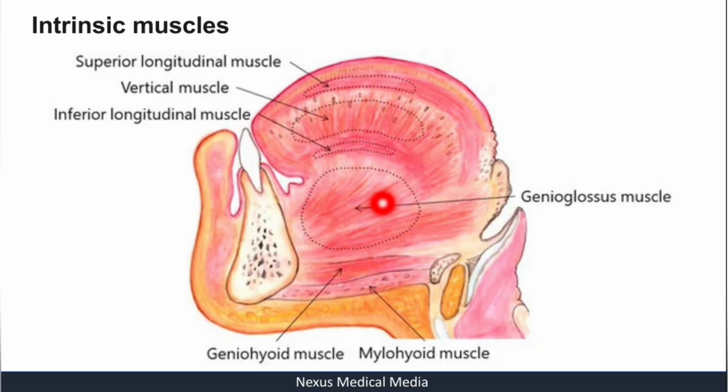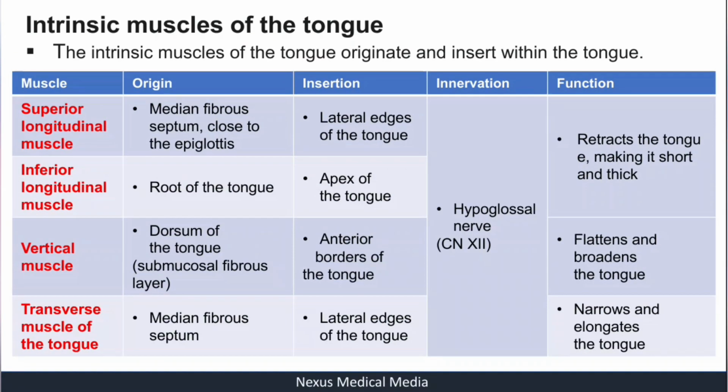This one is an extrinsic muscle. And also for orientation, you can see the mylohyoid muscle and the geniohyoid muscle. We'll talk about the muscles of the hyoid bone later, together with the hyoid bone. So let's talk about the origin, insertion, and innervation of the intrinsic muscles of the tongue.